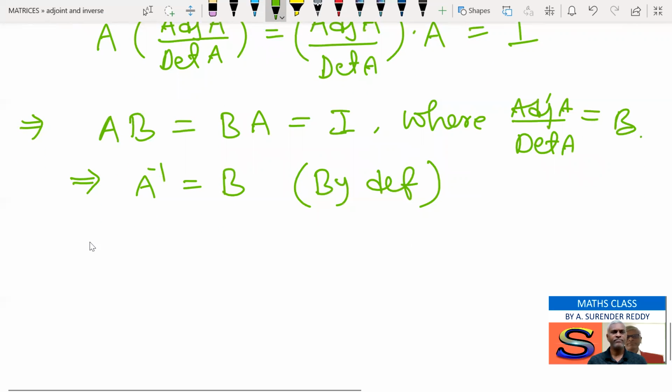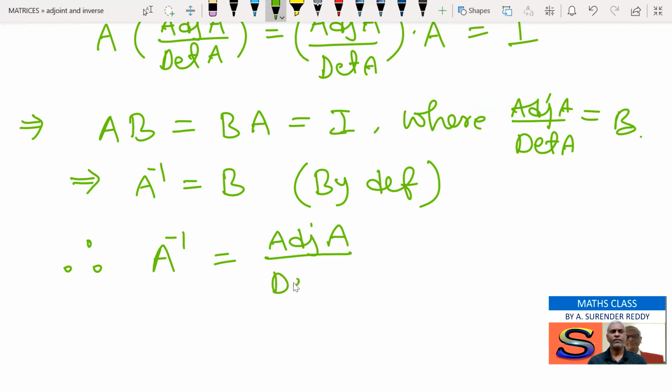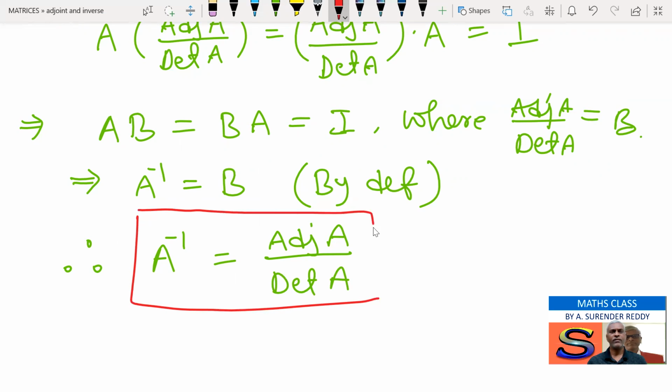So here what is B? Adjoint A by det A. So therefore A inverse is equal to adjoint A by det A. This is a very important theorem. A inverse is equal to adjoint A by det A. ఇది A యొక్క విలోమ మాత్రిక ఎట్లా వస్తుంది అంటే అడ్జాయింట్ A by det A. So this is the inverse of any square matrix. Very, very important theorem in this chapter.